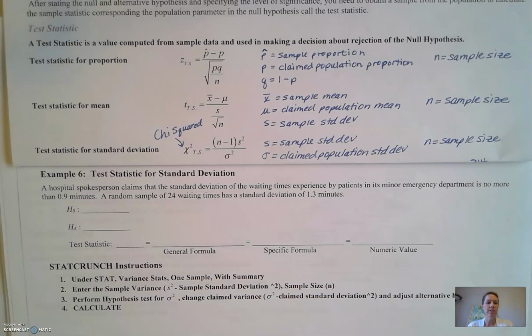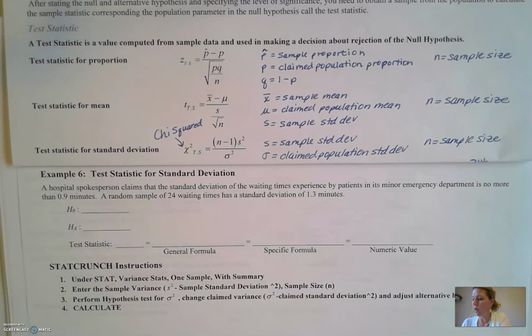Let's calculate the test statistic for a standard deviation. It says a hospital spokesperson claims that the standard deviation of the waiting times experienced by patients in its minor emergency department is no more than 0.9 minutes. A random sample of 24 waiting times has a standard deviation of 1.3 minutes.